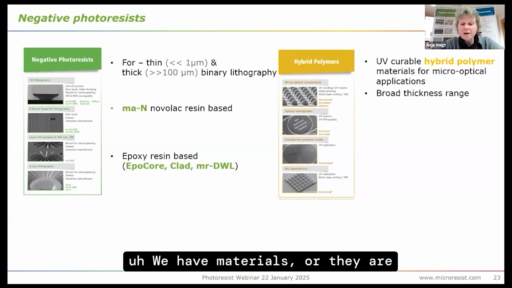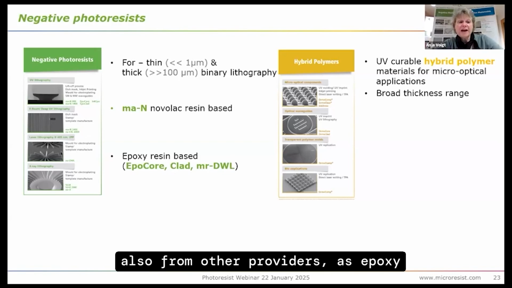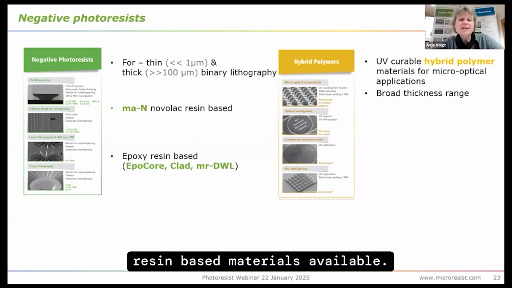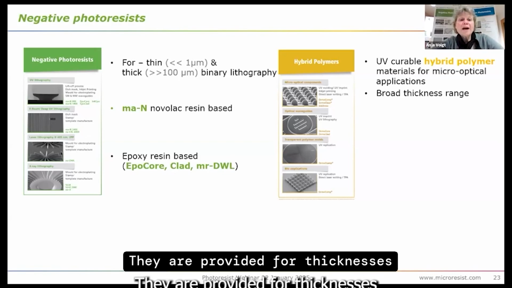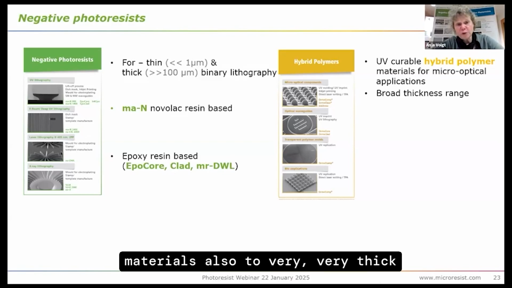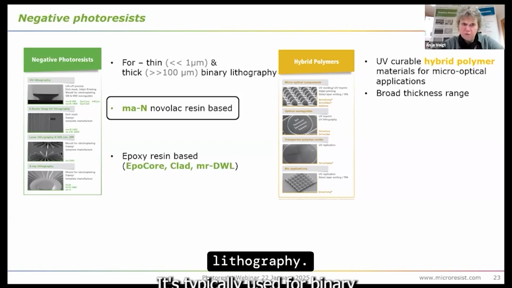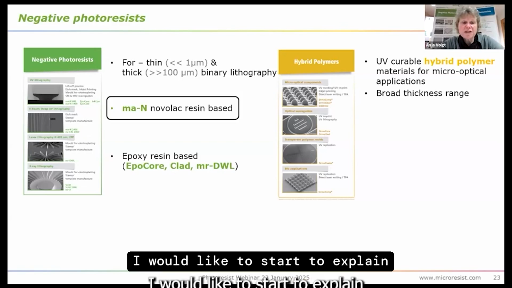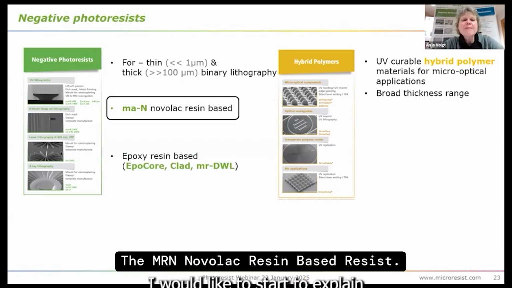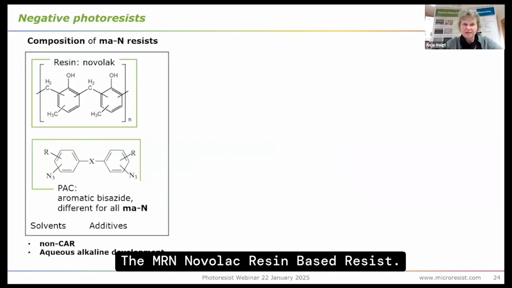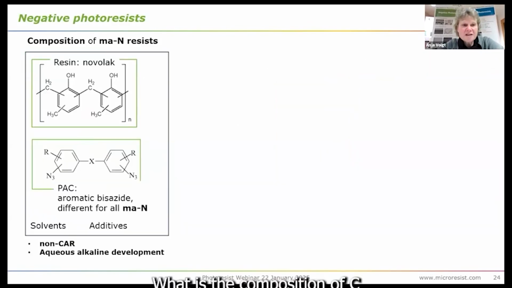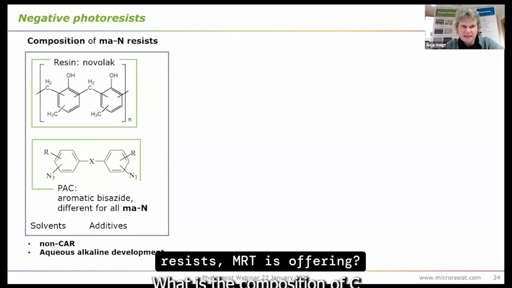There are also epoxy resin-based materials available from other providers. They are provided for thicknesses below 1 micron, and for some materials also for very thick layers. It's typically used for binary lithography. I would like to start by explaining more about the MAN Novolac resin-based resists. What is the composition of the MAN resists MRT is offering?